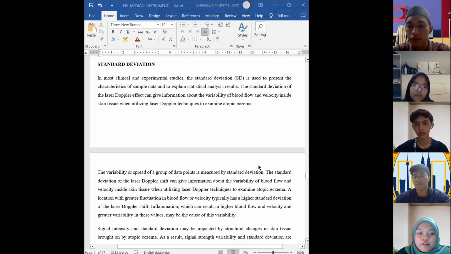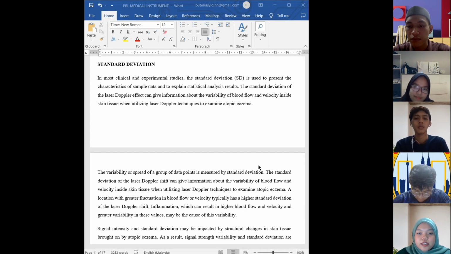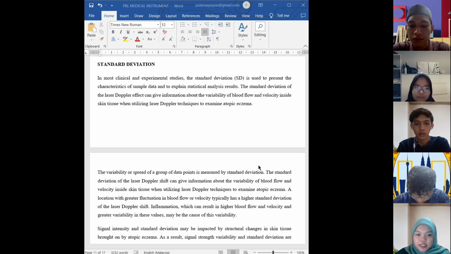Next, for the standard deviation, in most clinical and experimental studies, standard deviation is used to present the characteristics of sample data and to explain statistical analysis results. The standard deviation of the laser Doppler effect can give information about the variability of blood flow and velocity inside the skin tissue when utilizing laser Doppler technique to examine atopic eczema.